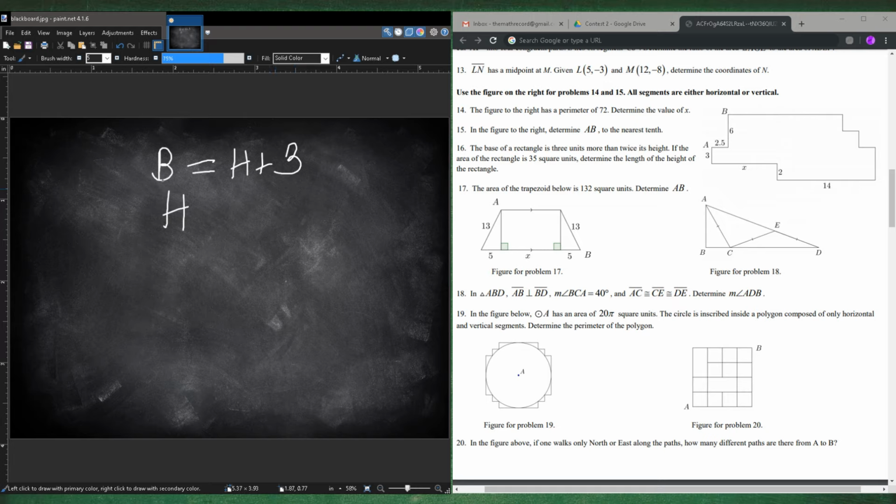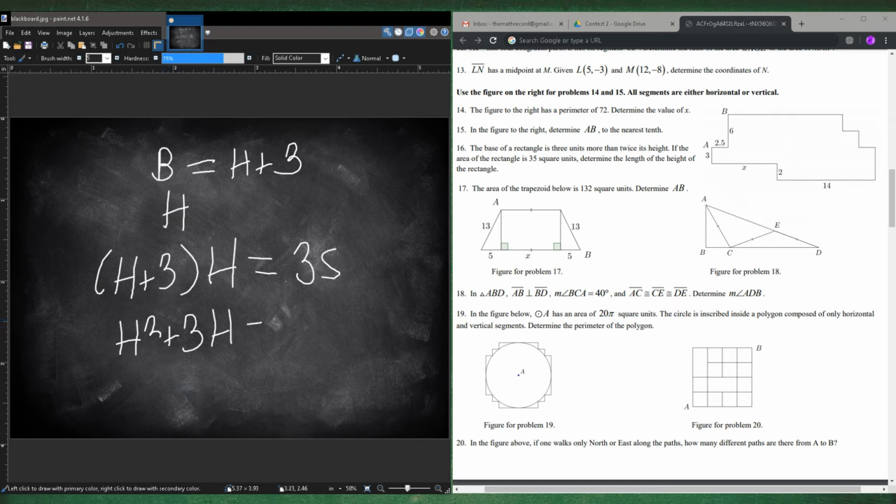So area is base times height. Substitute the base, which is h plus 3. So h plus 3 times h is equal to the area, which is 35. So that gets h squared plus 3h minus 35 is equal to 0. So we could probably just use the quadratic formula.